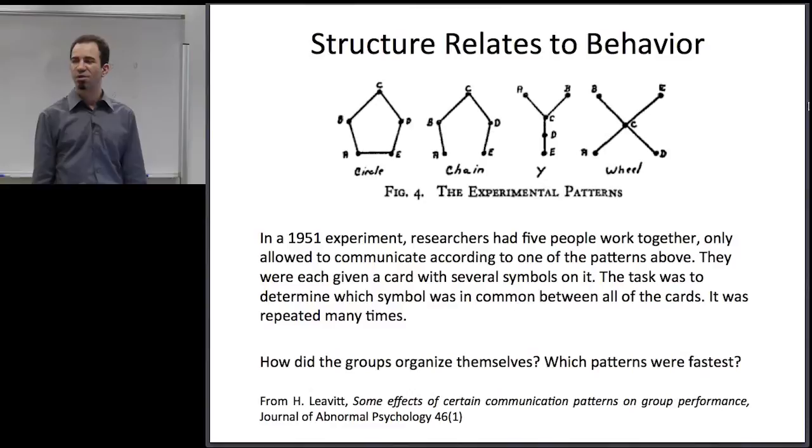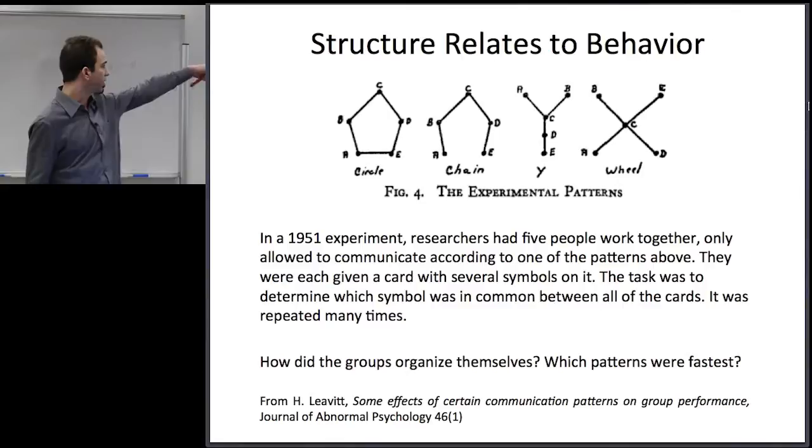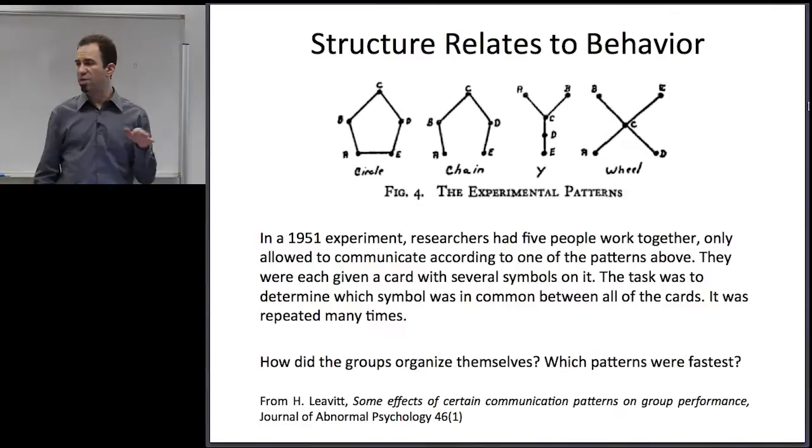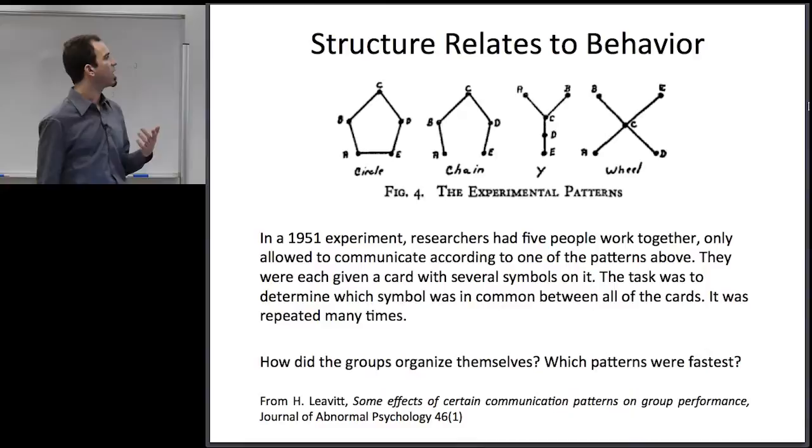Why would the wheel be faster? Because, as you say, you've got one person seeing the other answer. Yeah. In fact, the wheel is faster. And, in fact, they're ordered here by speed of the fastest solution. Actually, they all end up having about the same average speed once people get organized. But what does getting organized mean? In the Y pattern, does the C person end up doing the same thing as the B person?